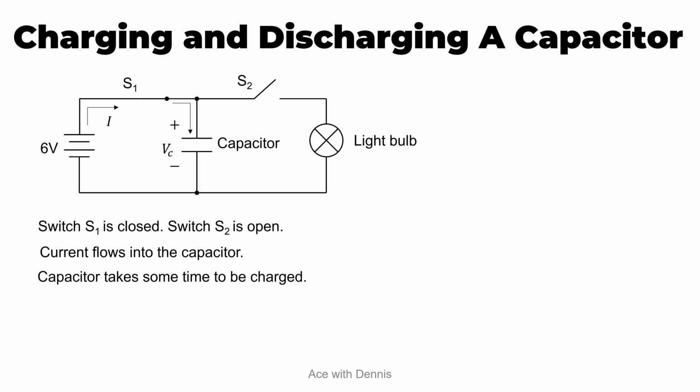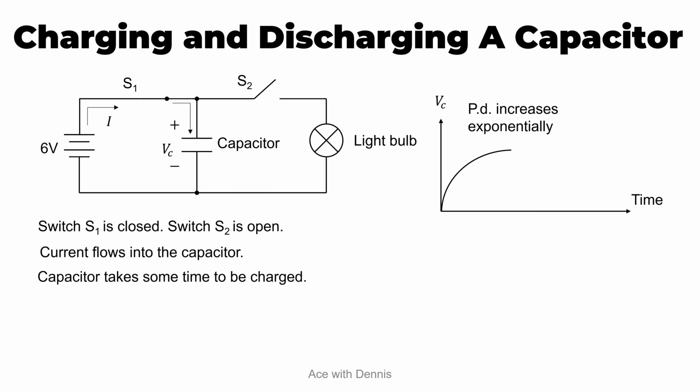So we can measure the potential difference across the capacitor, Vc, and plot the Vc-time graph here. So the potential difference across the capacitor increases exponentially until it reaches a time where Vc equals 6 volts, which is the same voltage as the battery. It will stop charging and maintain at this potential difference.